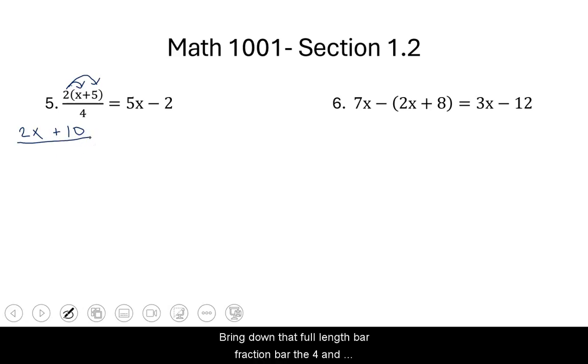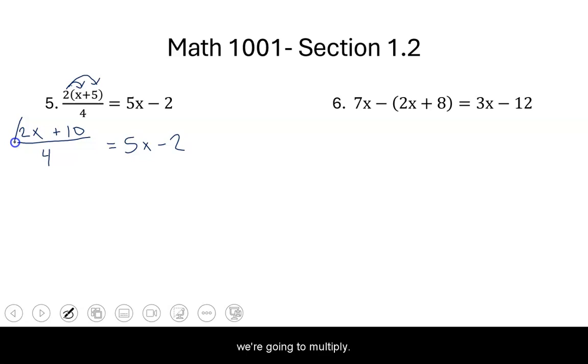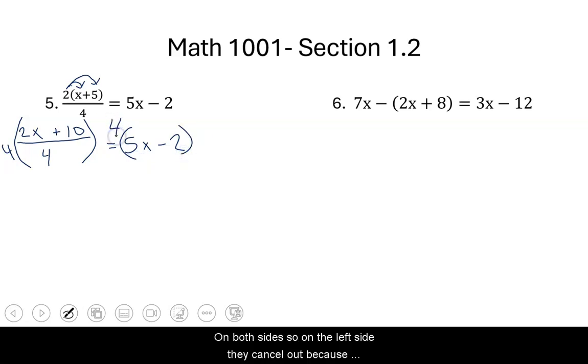Bring down that full length bar, fraction bar, the 4, and then bring down everything else on the right-hand side. Now, we cannot move across the equal until that 4 is gone. So a fraction bar is just division. So the opposite of dividing is multiplying. So we're going to multiply 4 on both sides. So on the left side, they cancel out because dividing and multiplying is opposite.